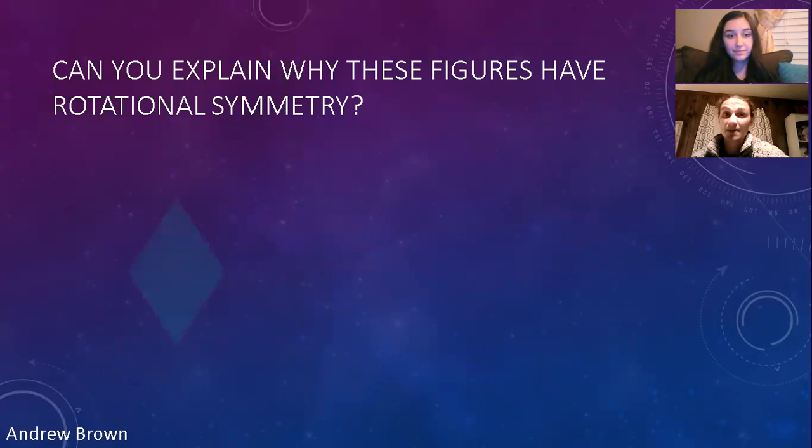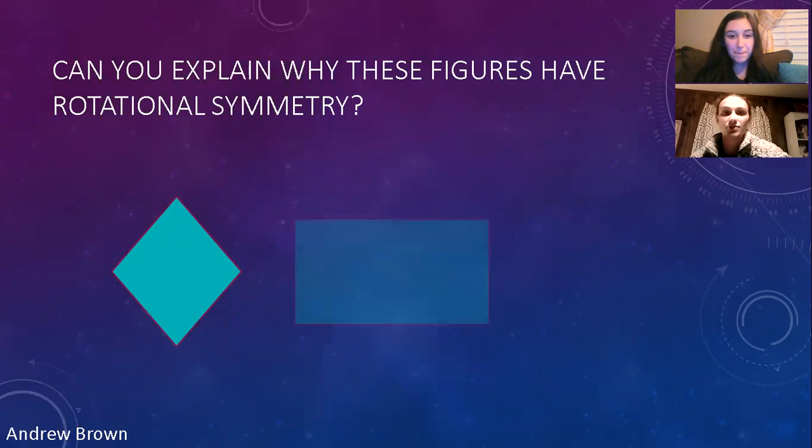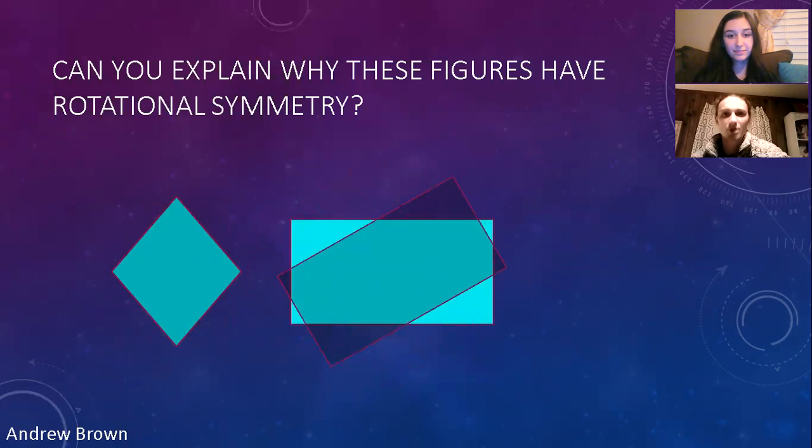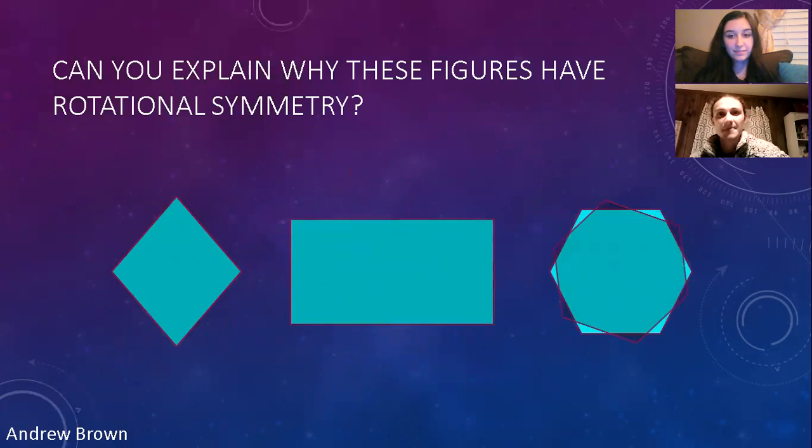So, for example, this diamond right here to the left, when it's rotated 180 degrees, looks exactly like it did before the rotation. Same with this triangle in the middle. After the rotation, all the lines match up perfectly, as if it was never rotated. And lastly, the one on the right is a hexagon. This also matches up perfectly even after the rotation. This is how you know that each of these figures has rotational symmetry.